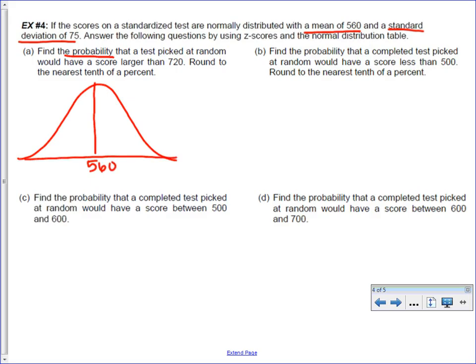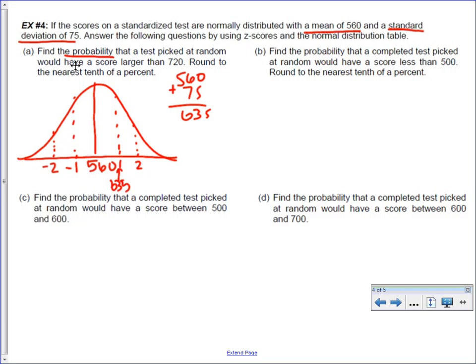Okay, and then we have 1 standard deviation above, 2 standard deviations above, 1 standard deviation below, 2 standard deviations below, and so on and so forth. So it's asking us the probability a test picked at random would have a score larger than 720. Well, if the mean is 560 and the standard deviation is 75, let's figure out around where that would be. So if I take my 560, which is my mean, and I add the standard deviation, 560 plus 75, that gives me 635. So this number right here is 635.